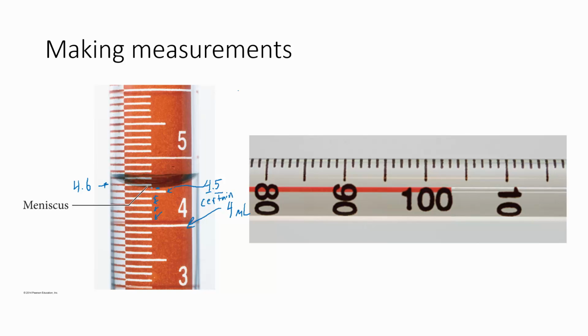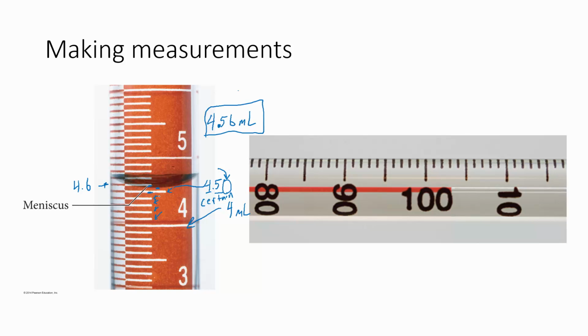What I have to then do is estimate how far between the 0.5 and the 0.6 this particular meniscus falls. So I'm going to go out on a limb and say it's a little bit more than halfway. So I'm going to say it's about 6 out of 10 spaces between the 0.5 mark and the 0.6 mark. So that's the digit that falls into the hundredths place here. So I'm going to say it's about 4.56 milliliters.